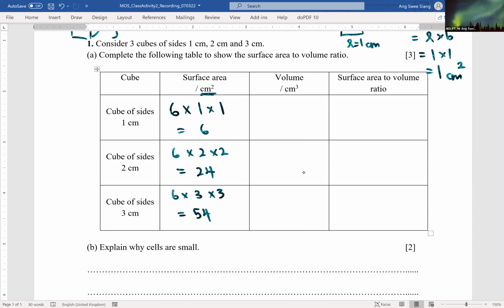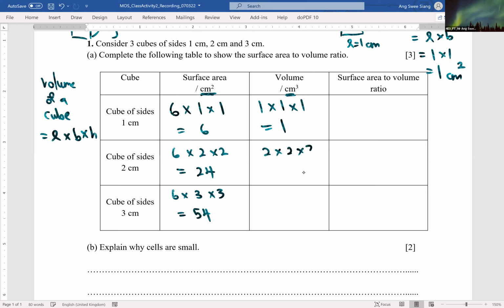For volume, whenever we calculate the volume of a cube, volume of a cube will be length times breadth times height. Length times breadth times height. So in this case, it will be 1 cm times 1 cm times 1 cm. This will give you 1 cubic centimeter. Then for the cube of size 2 cm, it will be 2 times 2 times 2. This will be 8. Then for the cube of size 3 cm, it will be 3 times 3 times 3. So this one will give you 27.